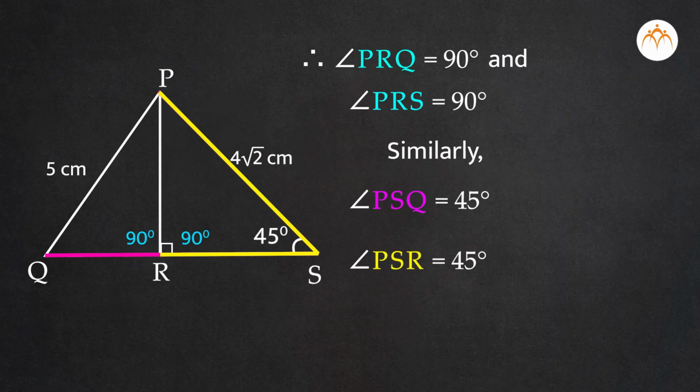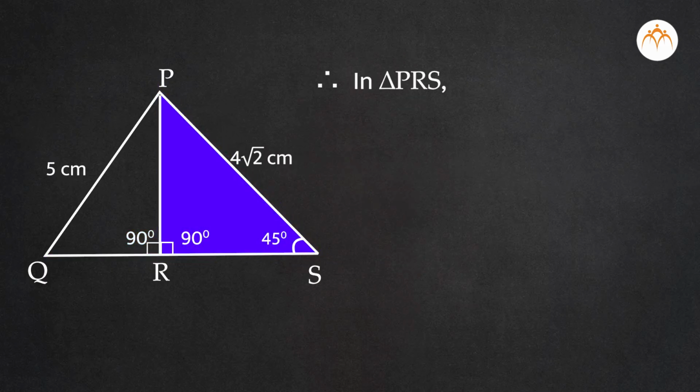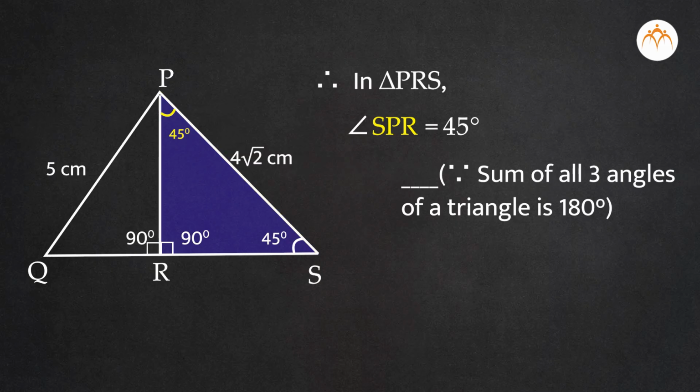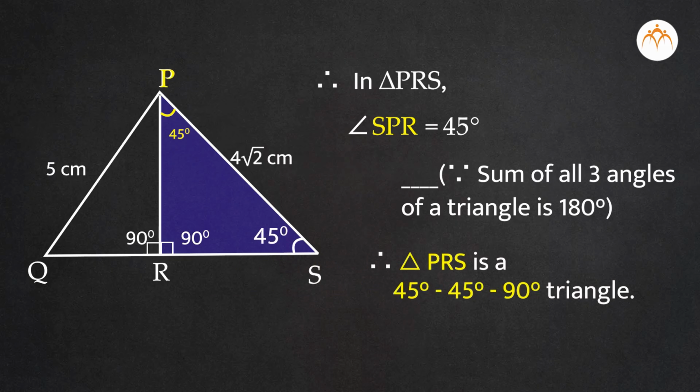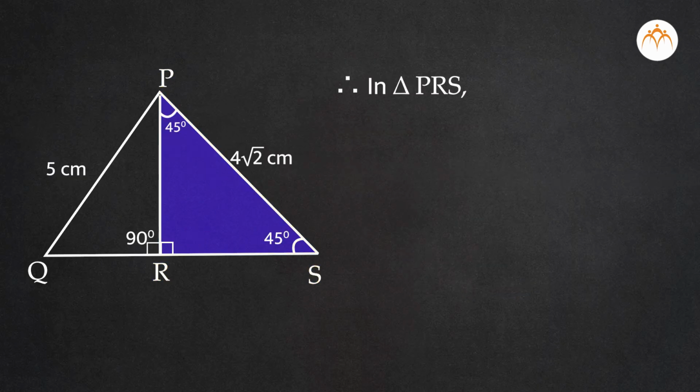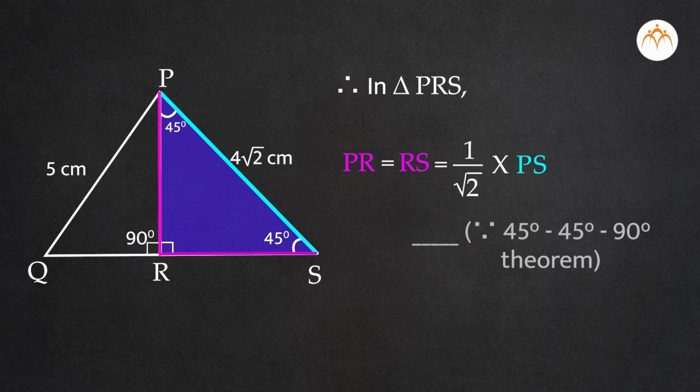Because point R lies between point Q and point S, therefore in triangle PRS, angle SPR is equal to 45 degree because sum of all three angles of a triangle is 180 degree. Therefore, triangle PRS is a 45 degree, 45 degree, 90 degree triangle. Therefore, in triangle PRS, PR is equal to RS is equal to 1 upon square root 2 into PS because of the 45 degree, 45 degree, 90 degree theorem.